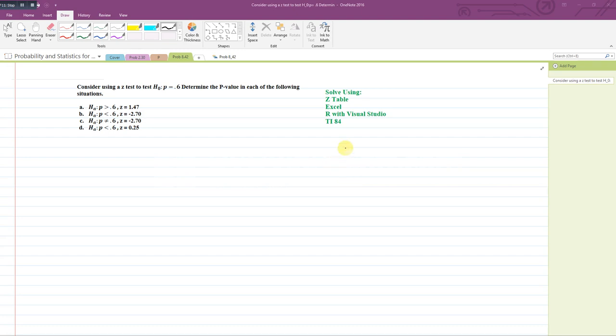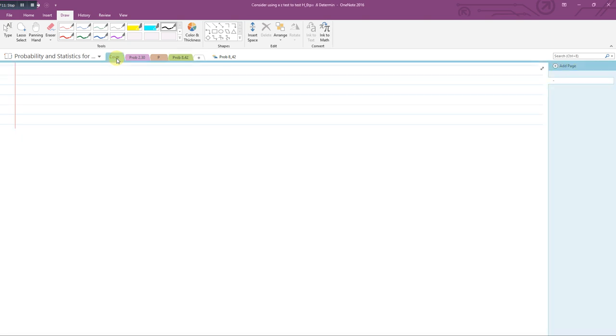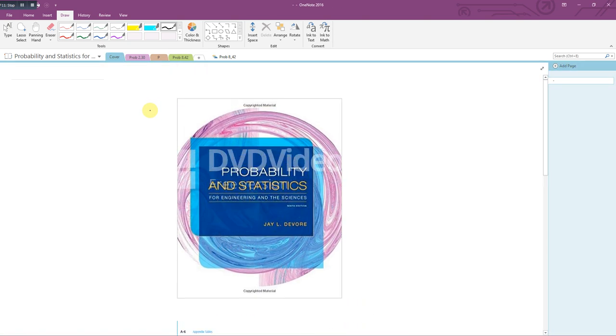Hello, today I'm going to go ahead and solve this problem. This problem is number 8.42 from the textbook over here, Probability and Statistics for Engineering and Science.